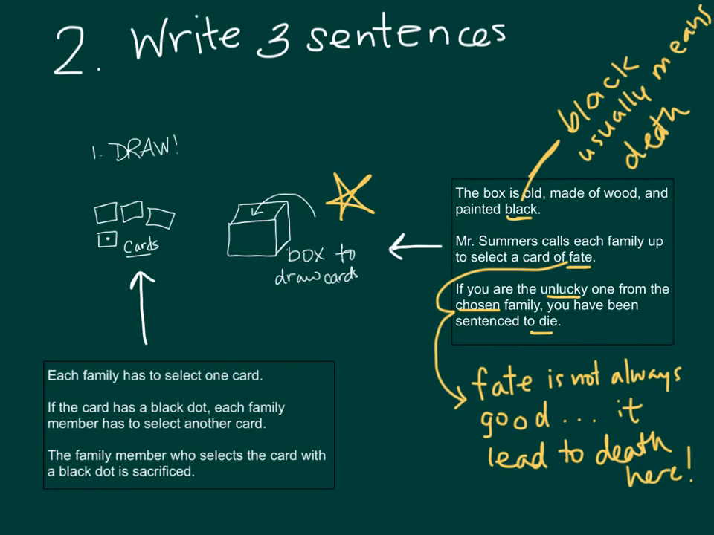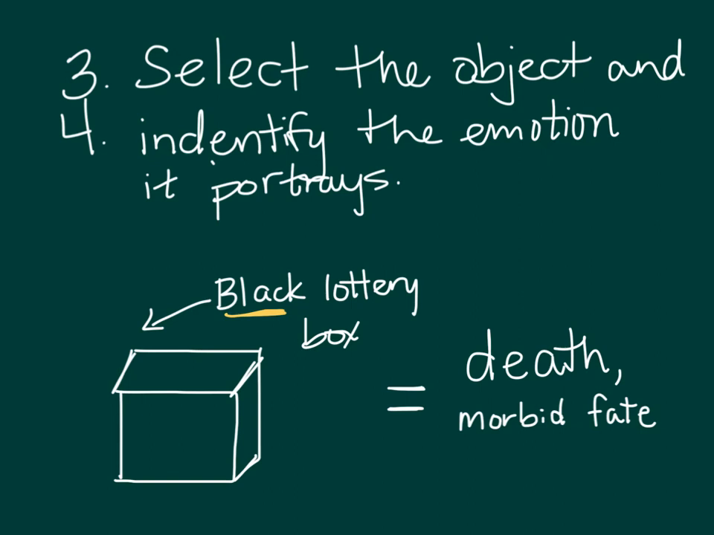So, on to the next step. I went ahead, as I already said, and selected that black box as my object, and here's what I think it equals, or what this object could represent, what it symbolizes, and that is death, or a morbid fate, a morbid ending. So, those are the 4 steps.